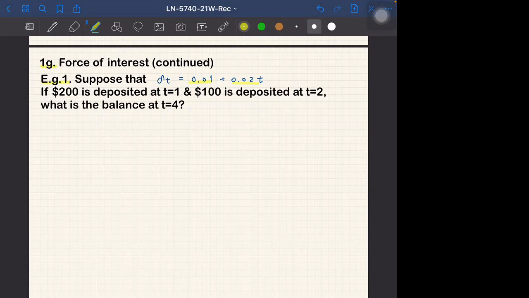Okay, so if $200 is deposited at time 1 and $100 is deposited at time 2, so we have 2 deposits, $300 worth, roughly speaking. What is the balance at t is equal to 4?